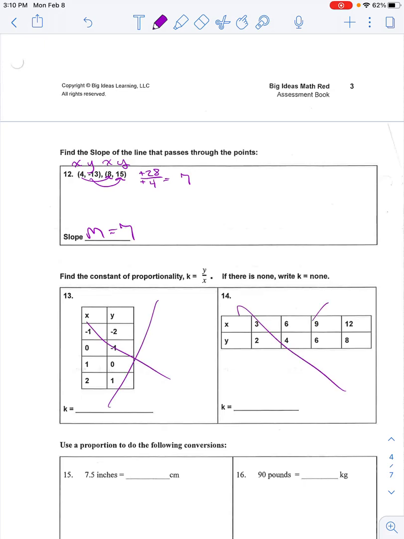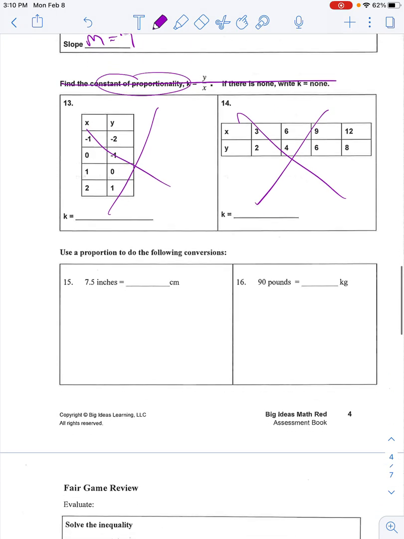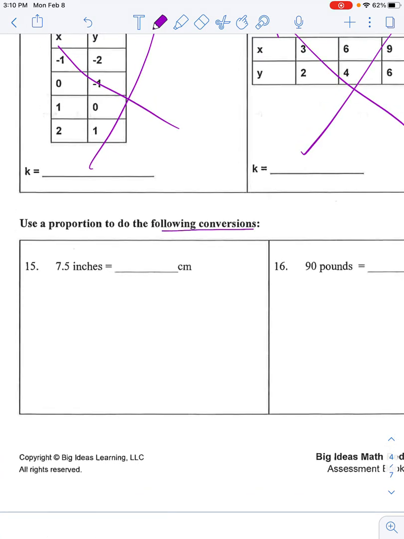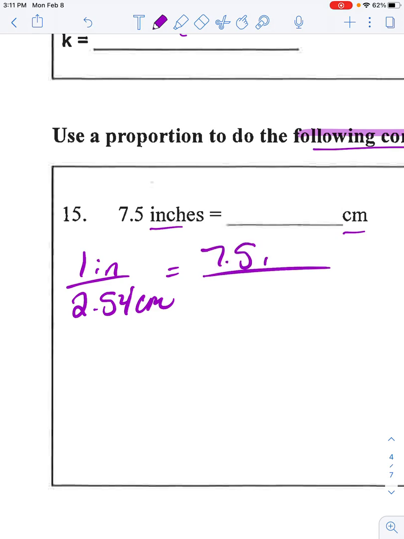Okay, we're going to cross off 13, 14. We did not talk about constant of proportionality. Okay, 15 and 16. Remember that when we did conversions, I told you that I would be giving you the conversion sheet the day of the test. That will be on the overhead. So I'm looking at the conversion sheet. I'm looking at inches to centimeters, and it's telling me that 1 inch is 2.54 centimeters. I'm going to write that down as my ratio. And then the question is 7.5 inches is how many centimeters?